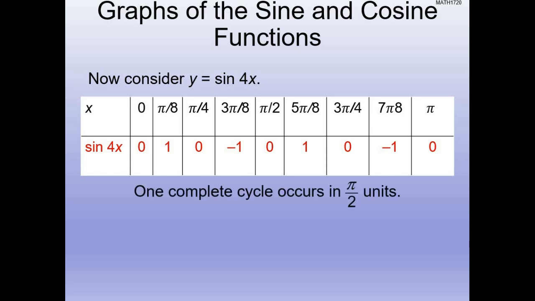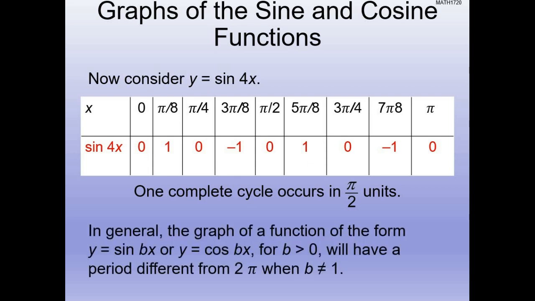When we have a magnifier inside the argument, it's going to make the period go faster and faster and faster. So a few minutes ago when I was saying, here's the b, this is the part I'm looking at. We have y equals sine bx, or y equals cosine of bx, any value that's there. So to find the period, you have to take 2 pi divided by b to get the period of that function.